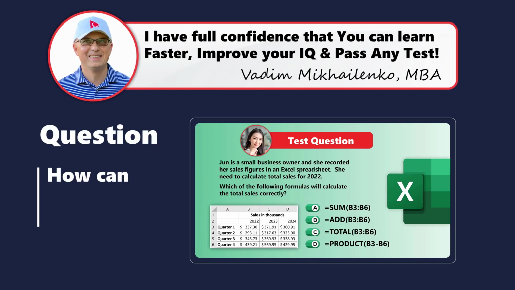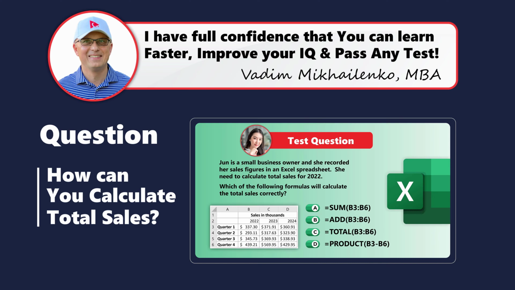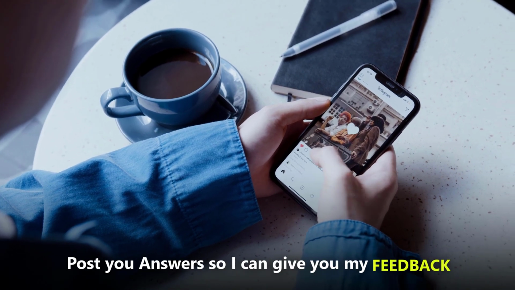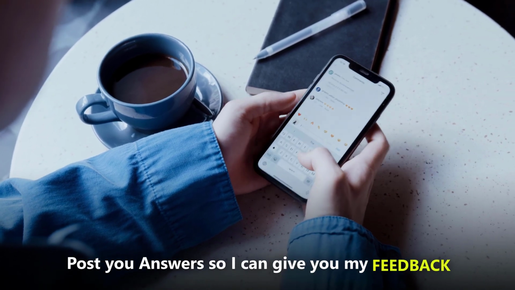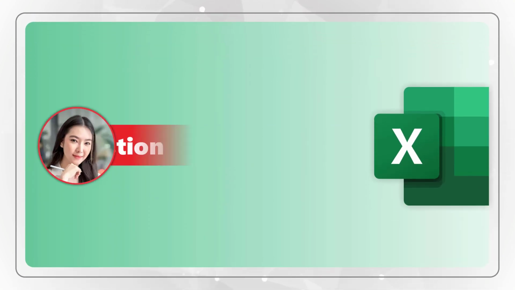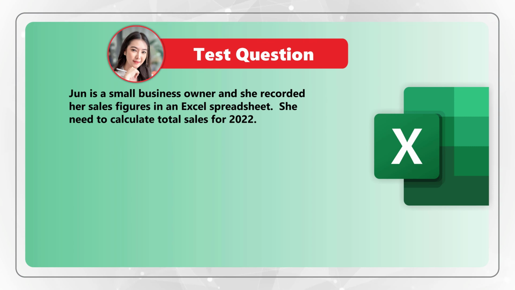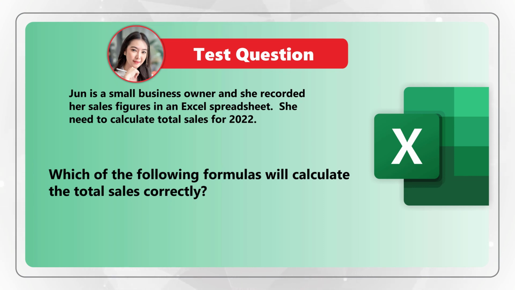And now, here's the practice question for you. In this question, I'm not going to give you the answer, but instead, I'm going to ask you to post your solution in comments so I can give you my feedback. June is a small business owner, and she recorded her sales figures in an Excel spreadsheet. She needs to calculate total sales for 2022. Which of the following formulas will calculate the sales correctly?